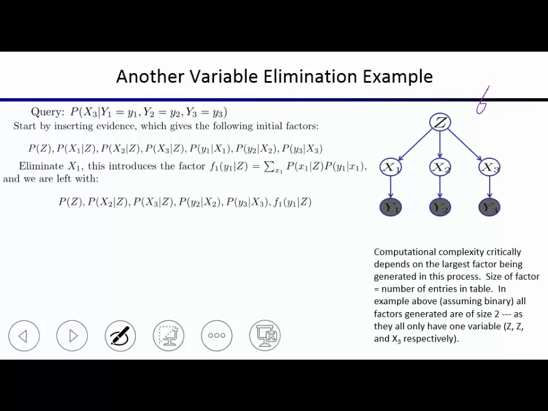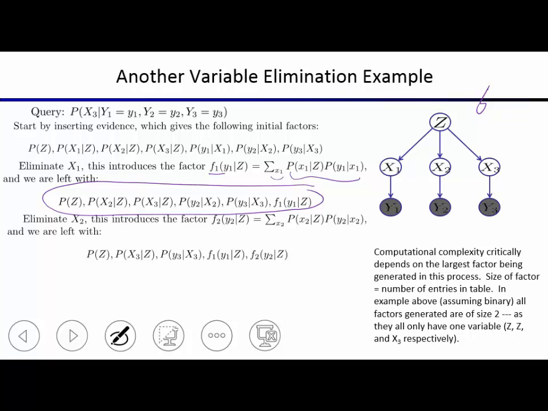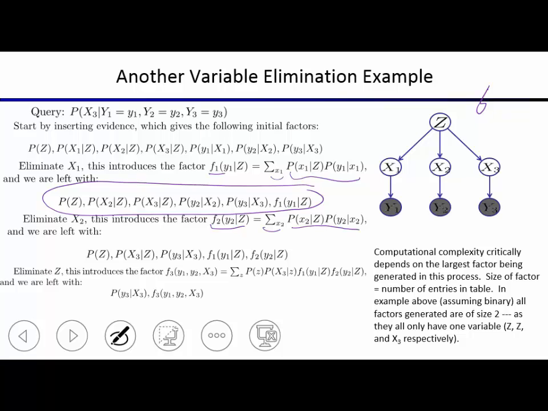If we first eliminate X1, what effectively happens is we compute a factor F1, which is the sum over all values X1 can take on of the join of all factors that involve X1. We get this set of factors over here. Then next, let's say we eliminate X2. This introduces a new factor, which we can compute by joining all factors that involve X2, summing out over X2, which gives us this new factor. Then we eliminate Z, which is the last hidden variable. Same procedure, join on all factors that involve Z, sum over Z, and this is our new factor. All right, so no hidden variables left. We join the remaining factors to get this result here. Then if we renormalize, we get the answer to our query.